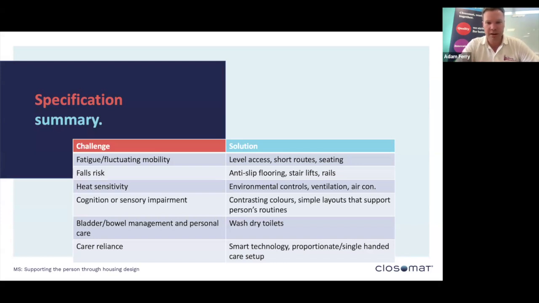For bladder and bowel management and personal care, you've got the option of wash dry toilets. As Matthew said in his video, his Closomat Pomavita is an absolute lifesaver for him. It means that he doesn't need to ask his mum, who he lives with, to help. It provides him with dignity and support and as much independence as he can achieve. And for carer reliance, there's smart technology and thinking about proportionate or single-handed care if the person needs to be hoisted. So just some examples of the things that we can do. Absolutely not the only things, obviously, but just a list of the things to start to be considering.